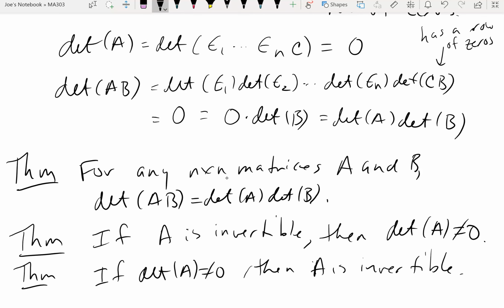If A is singular, we know it has a row of zeros in it when we put it in reduced row echelon form, which means its determinant had to be 0. So if it's not invertible, then its determinant is 0. So we've actually got the contrapositive here. We have if and only if, which means that being invertible is equivalent to determinant not 0.